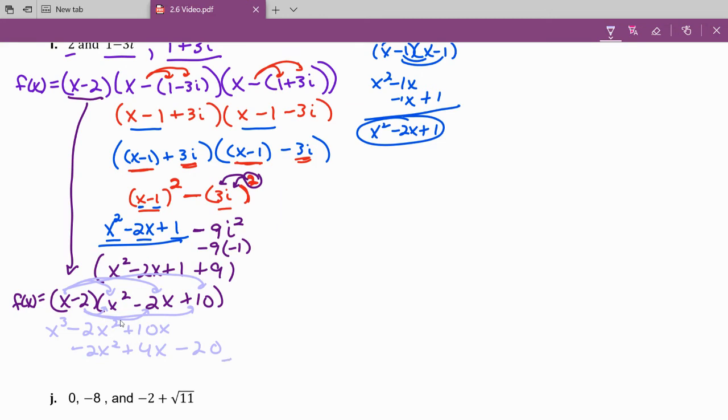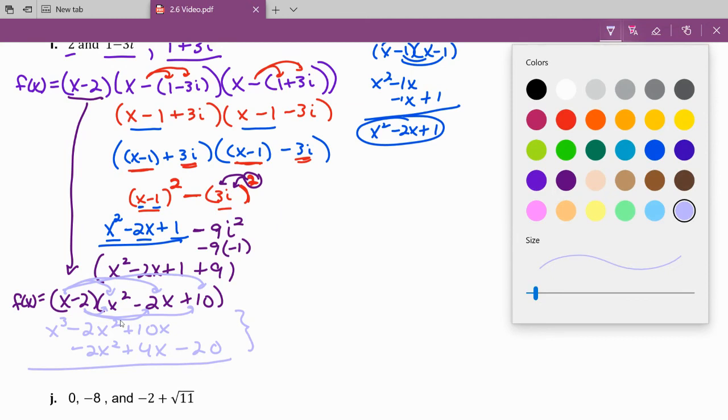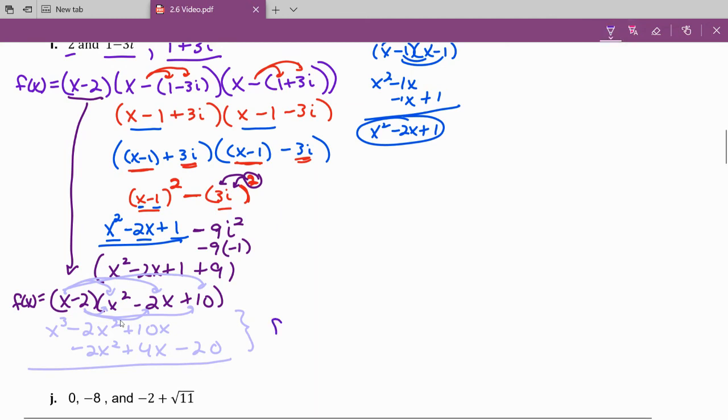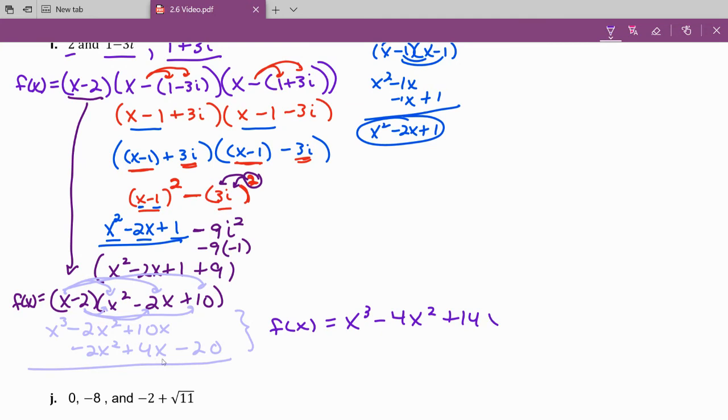Now combine your like terms. So I'm going to rewrite it over here. Change my color back to purple. So f of x, and our final answer, we have x to the third. Combine the negative 2x squared with the other negative 2x squared, which gives us negative 4x squared. Combine your 10x with your 4x, which gives you positive 14x. And then minus 20 is our constant.